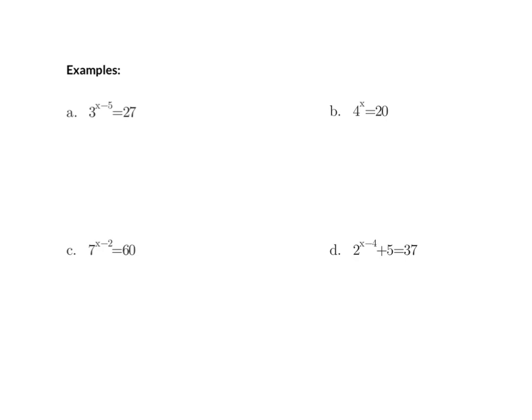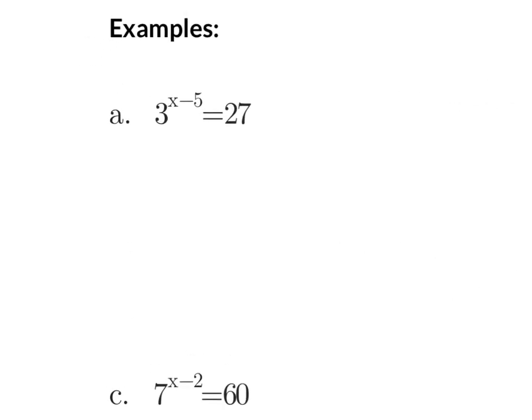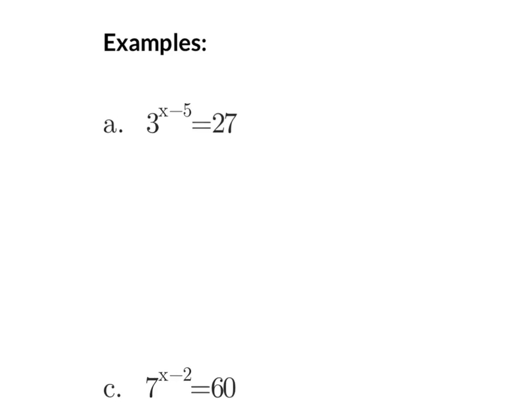If we look at example A, we have 3 raised to the x minus 5 equals 27. The first thing that I want to do is analyze this and see, can I write the left and right side with the same base? And it turns out that yes, I can. 27 is 3 to the 3rd power. So my first step is going to be rewriting 27 as 3 cubed.